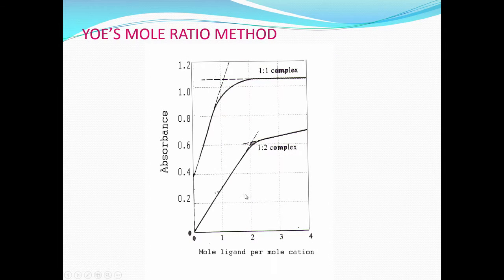Then there is another, the slope ratio method. This is essentially the same thing that I had told you, more like the continuous mole ratio method. Here it is moles of ligand per cation. So, 1:1 if I have an inflection point, and here it would be 1:2. If the inflection point occurs somewhere here, then it would be 1:3, something like that. You can have ligands combining up to a 1:6 ratio also, in octahedral complexes. So, this is a very simple, straightforward method.